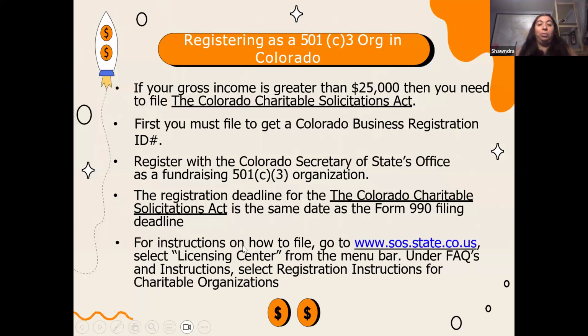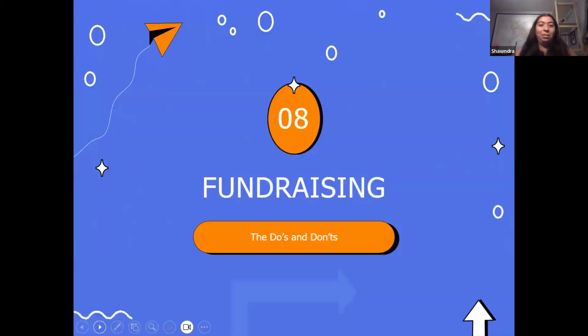information filed. For instructions on how to file, the Secretary of State website has a great walkthrough. You can select Licensing Center from the menu bar, and then under the frequently asked questions and instructions, select registration instructions for charitable organizations. I will say too, if you go through this process, it's nice for the following year, as well as whoever's going to be your predecessor, to make notes of the steps that you're going through. That way it's a little bit easier for them in case those notes weren't left for you beforehand.